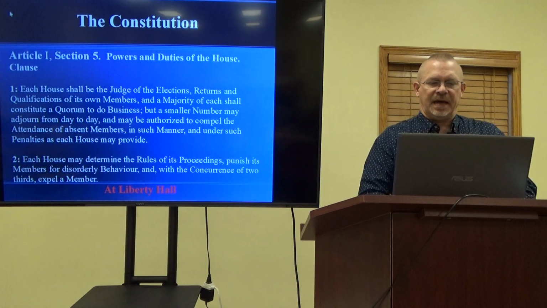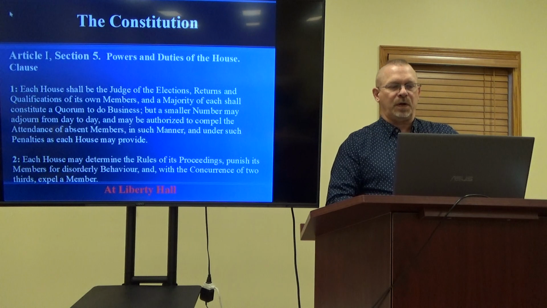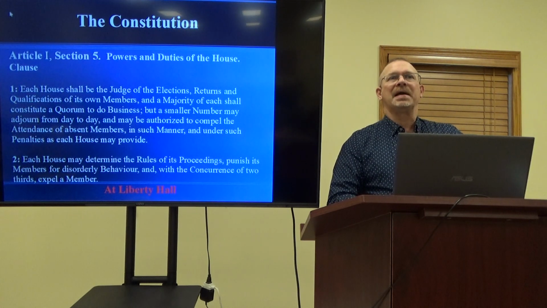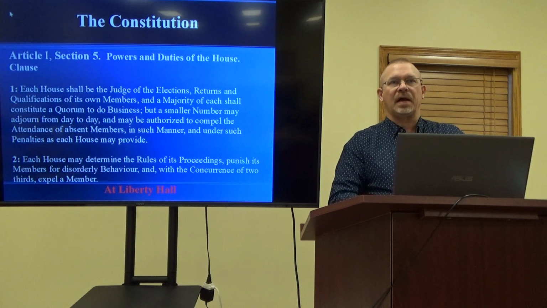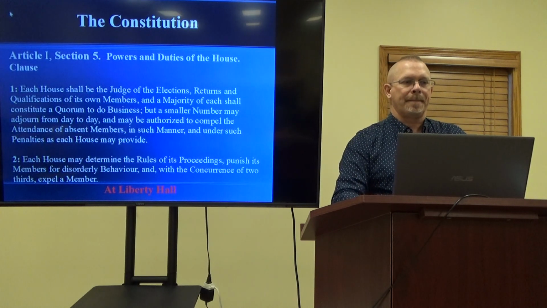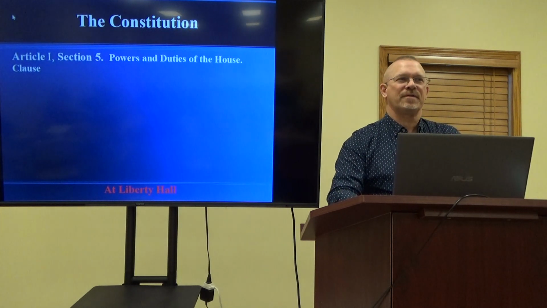Clause 2. Each house may determine the rules of its proceedings, punish its members for disorderly behavior, and with concurrence of 2/3 expel a member. Montana just expelled a member of their representatives in their state legislature. It's getting real, folks.